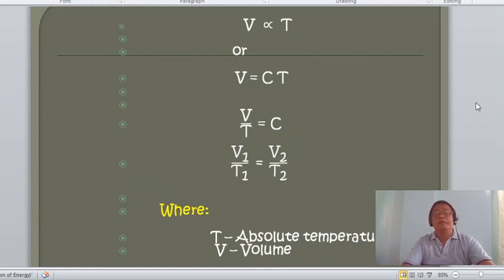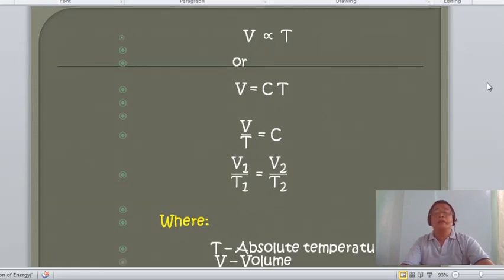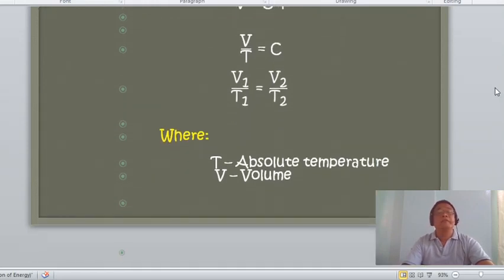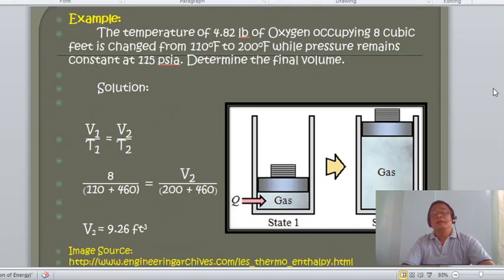So this is very easy. You cannot say that you cannot answer any problems here. I think it is very clear. So, we have here an example.